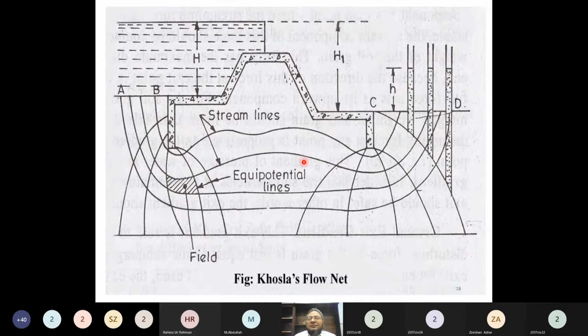So we will go back, and what he is saying, Khosla says that where the seepage force has maximum disturbing effect, at what location? Downstream end, sir. Downstream end, like here. Now these streamlines are emerging at this point. So at this point, the disturbing effect would be maximum.